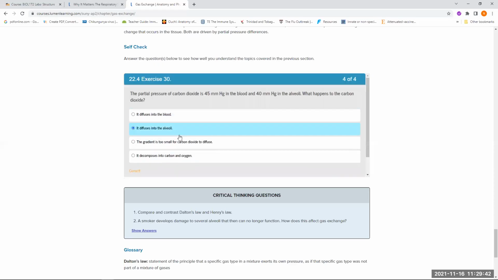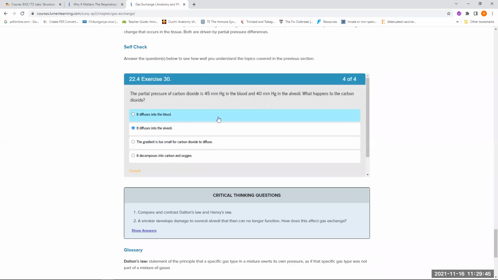So it diffuses into the alveoli. Whenever you see a question like this, always remember all you have to do is get the numbers straight. Whichever one is the higher one, it will move from that area to the other one, high to low.